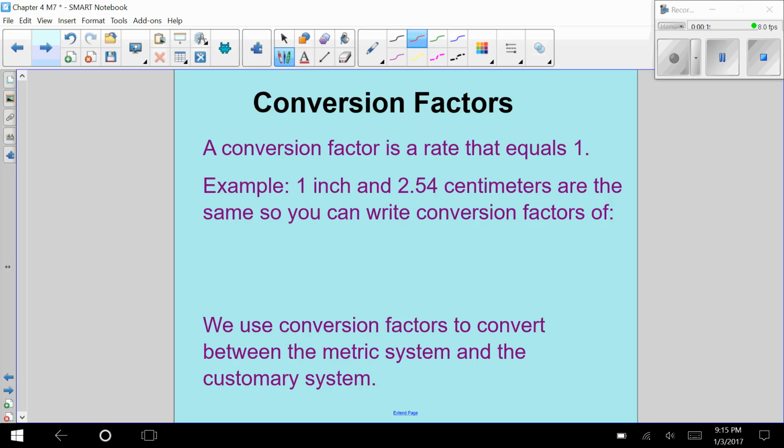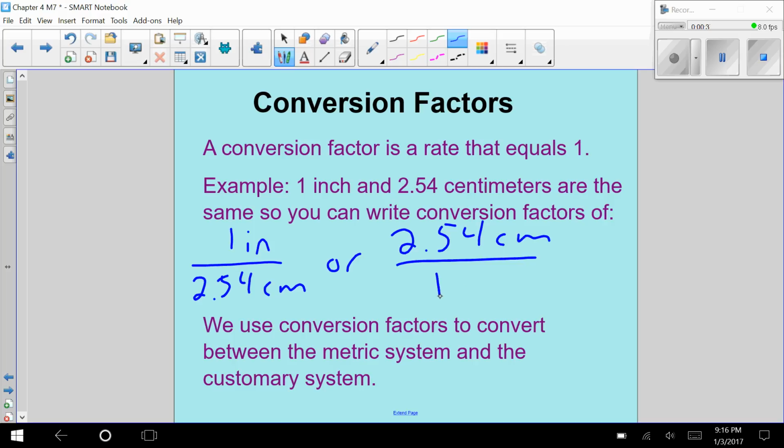So for example, 1 inch and 2.54 centimeters are the same. They're the same length. So you can write conversion factors of 1 inch over 2.54 centimeters, or we could use 2.54 centimeters over 1 inch. Since they are the same measure, these fractions actually equal 1. Even though it doesn't look like it, they equal 1 because they're the same exact thing.